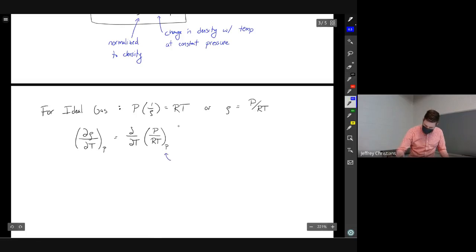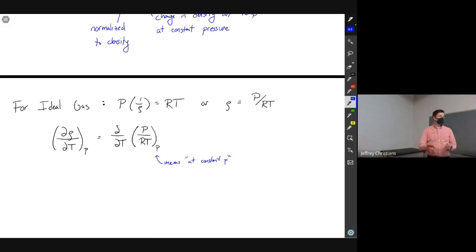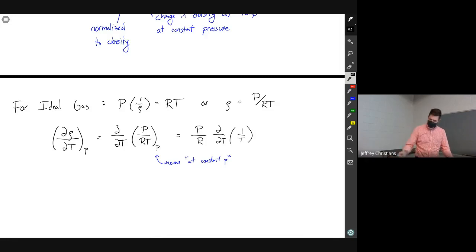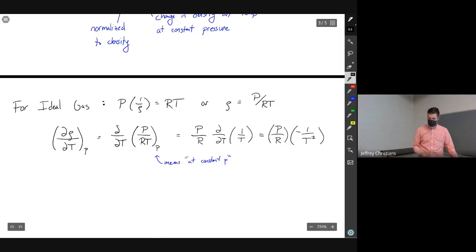Right, just a reminder, this means at constant pressure. So it means pressure we can treat as a constant. So that means pressure and R are both constants, so we can pull both of them out of the derivative. Pressure over R times the temperature derivative of 1 over T. Just simply P over R times negative 1 over temperature squared.